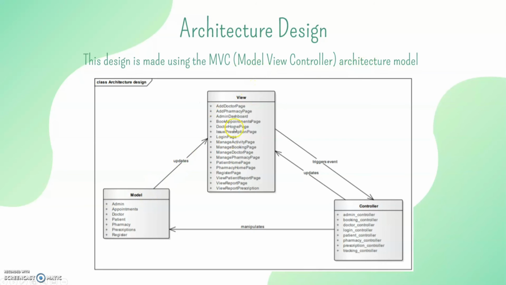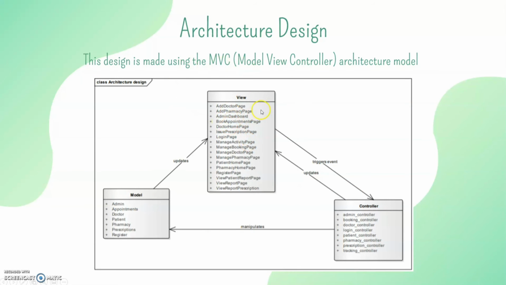This is the model view controller for my project. This is the architecture design for my project, for my system. So these are all the view pages, and these are the model schemas made in Mongoose, and these are the controllers. What our MVC does is whenever the user triggers any event in the view, it passes it to the controller, and then the controller controls it and updates back to the view.